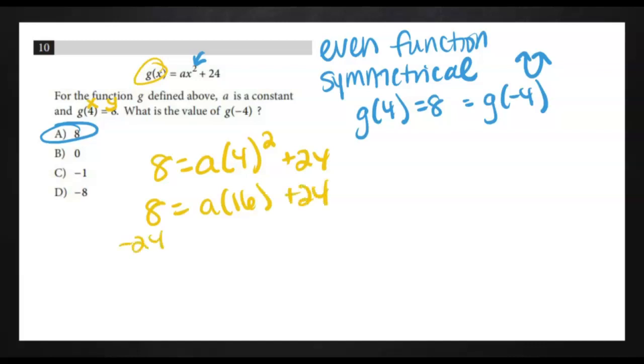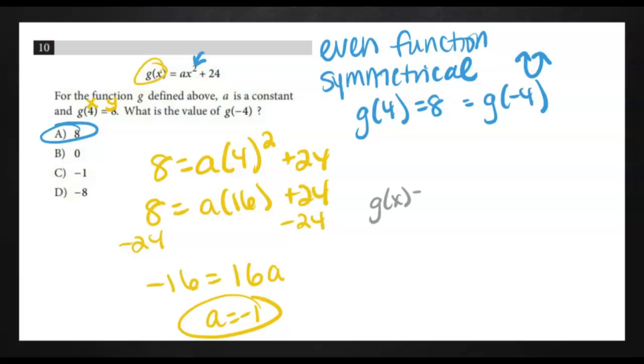Subtract 24 from both sides. Get negative 16 is equal to 16a. a is equal to negative 1. Here you go. You got g of x is equal to, now you know what a is equal to, negative x squared plus 24.